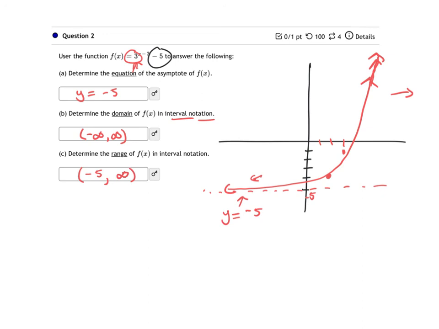Now, if you don't want to sketch this by hand, you can just sketch this in your graphing calculator and get basically the same information out of it, and it might be a little bit easier to see, but I just wanted to show you how to do that by hand.